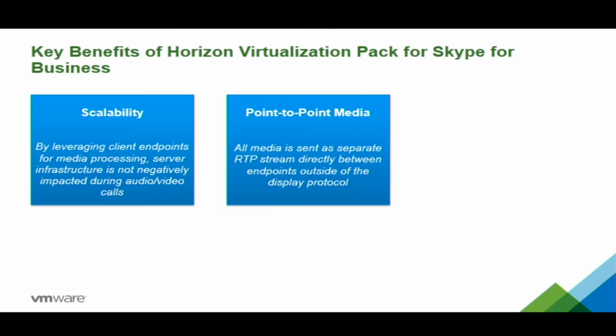The second thing is that by leveraging the client endpoints to do all the media processing and sending the audio and video stream between the two client endpoints, you get point-to-point media delivery. So if your network is configured with QoS policies to prioritize audio and video from Skype for Business, because we pull all the audio and video out of the display protocol, your networking policies are already configured to prioritize audio and video and give it the proper treatment. So again, you're going to get point-to-point audio and all the benefits of rich, high-quality audio and video.